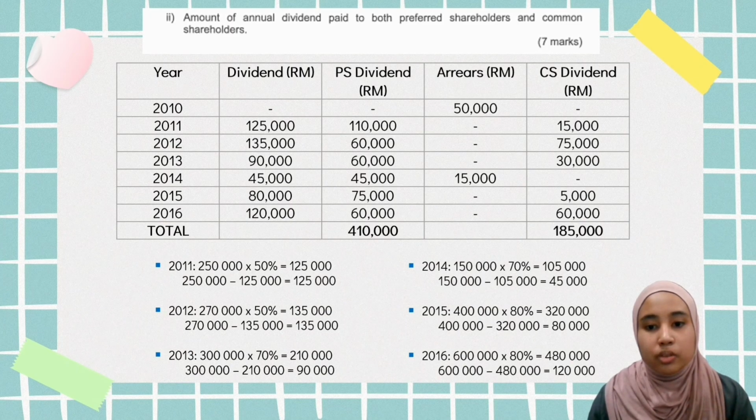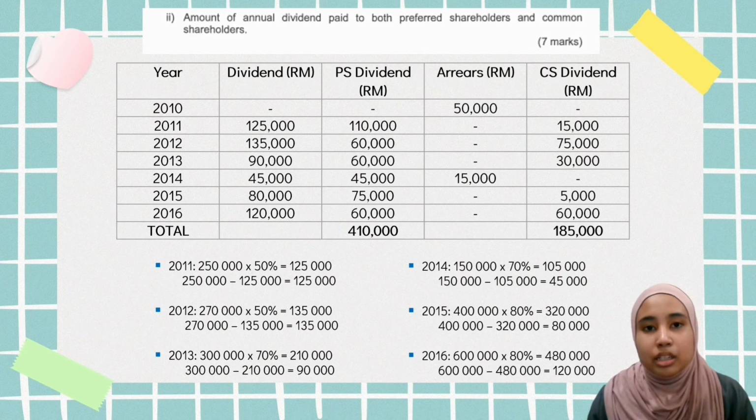For the rows, first look at the year. We know from the question that the year starts at 2011. However, from the paragraph, we also know that there are arrears amounting to 50,000 ringgit. This 50,000 ringgit arrears is the amount owed to the preferred stockholders as the company failed to issue those payments as promised from the previous years.